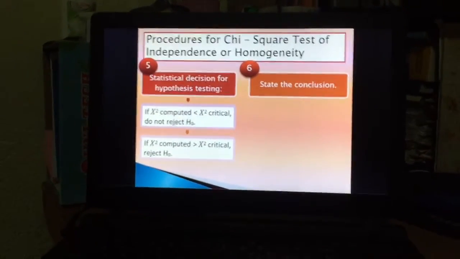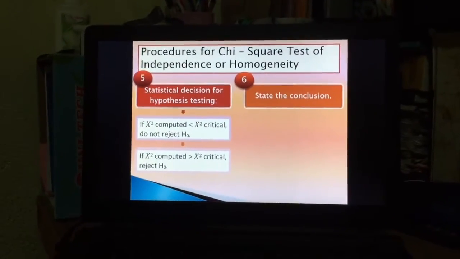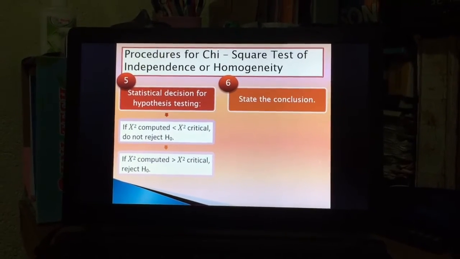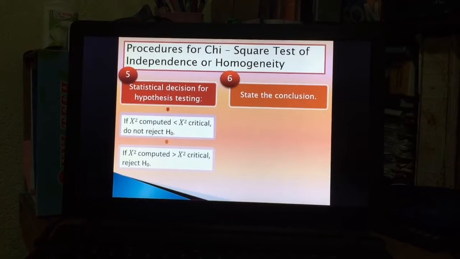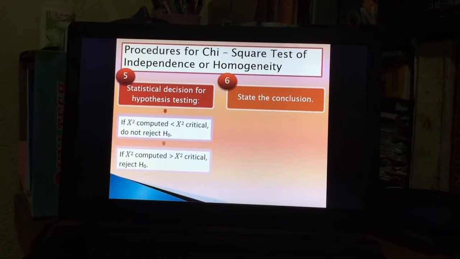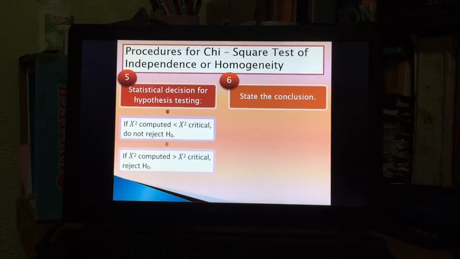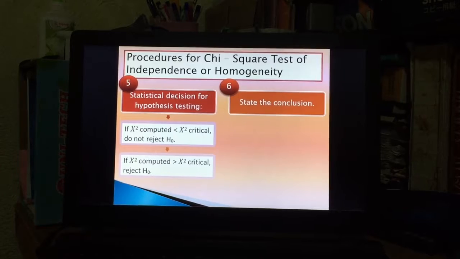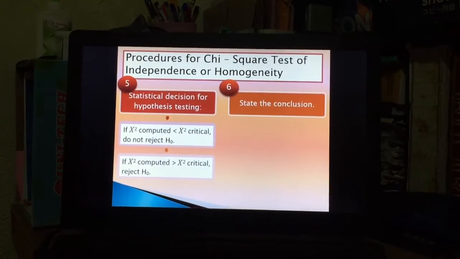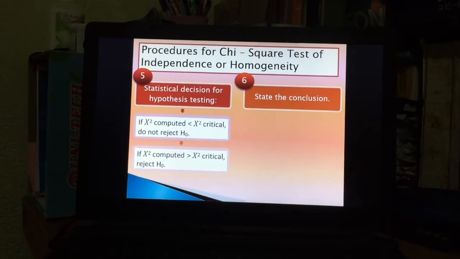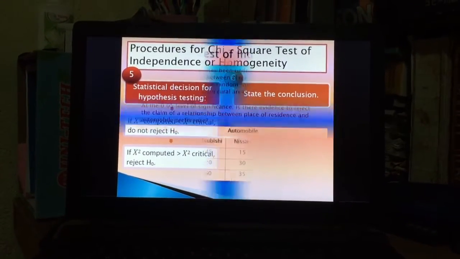Step number 5. Statistical decision for hypothesis testing. If x squared computed is lesser than x squared critical, we are not going to reject the null hypothesis. If x squared computed is greater than x squared critical, we are going to reject the null hypothesis. Last step, state the conclusion.